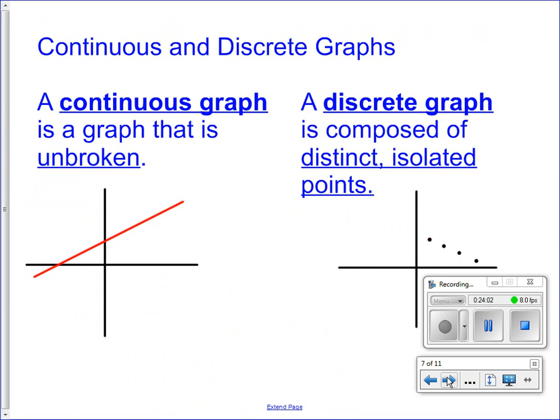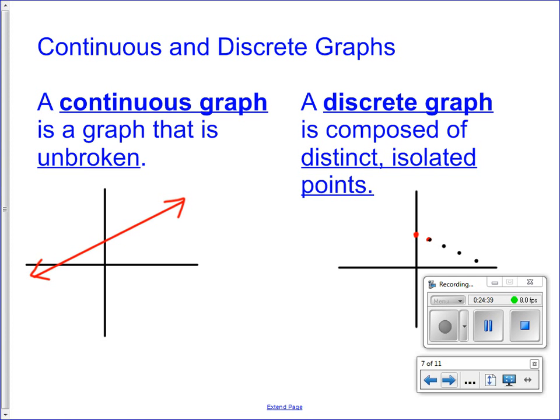Okay. We have two types of functions and graphs that you will see: continuous and discrete. A continuous graph is a graph that is unbroken. You will see on a continuous graph a line joining all the points with arrows on both ends. Always remember on a continuous graph to put the arrows on. A discrete graph is composed of distinct isolated points. And here you can see a set of points.